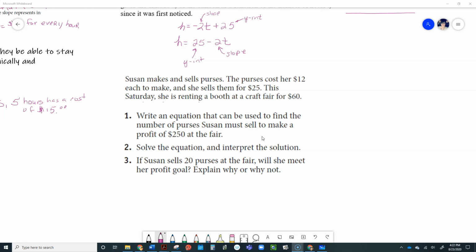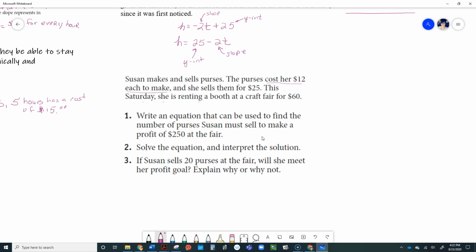So she's making and selling purses, much like my son made the lemonade and then he sold it. She figured out her cost for each one of them. Each one of them cost her $12 to make. Whereas my son, the $11 was the cost for all of the ingredients, not how much one cup cost, but how much it cost to make the whole bunch of lemonade. So this is a little bit different.